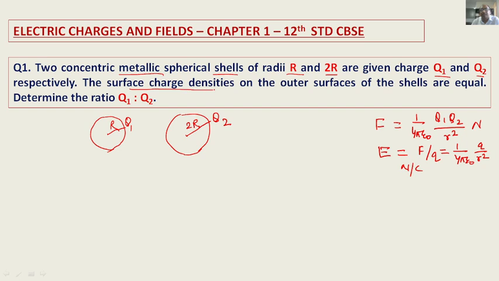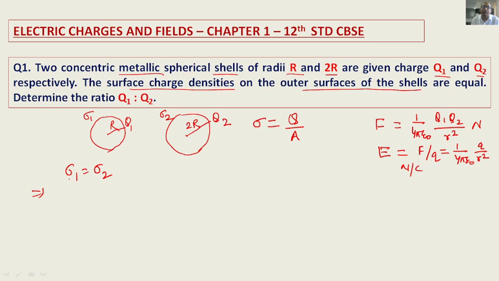Now the surface charge densities on the outer surfaces of the shells are equal. So suppose the surface charge density is sigma 1 on this spherical shell and sigma 2 on this spherical shell. It is given that sigma 1 is equal to sigma 2. So what is surface charge density sigma? It is total charge per unit surface area. So we will find both of them.